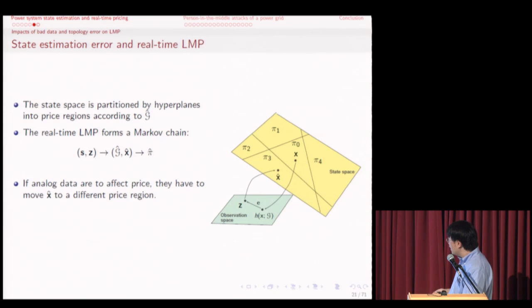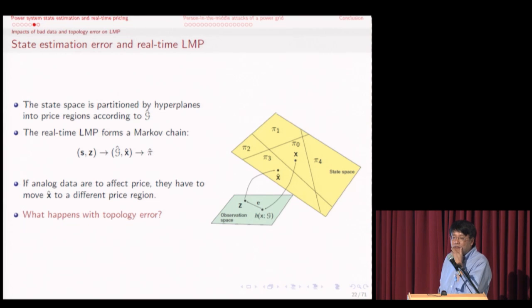Now, if on the other hand, you have a much bigger error caused either naturally or by malicious actions, your estimated states may wind up at a different region, and therefore you have a different price. Okay. So in order for error to have an impact on the price of electricity, you would have to move your estimate away from one region to the other. Okay.